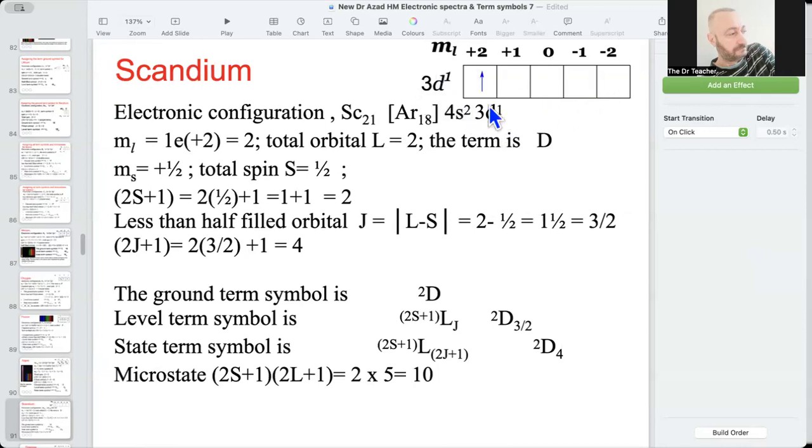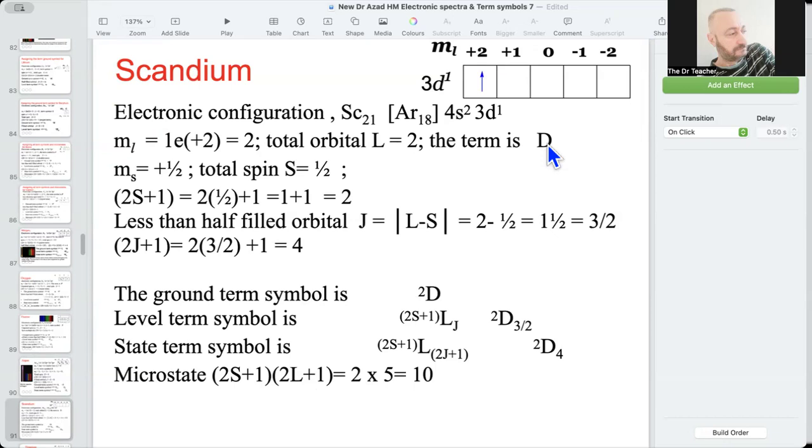In this case, you have one electron in the d orbital. So you have to draw the box diagram of the d orbital, 5 suborbitals, and you assign ML plus 2, plus 1, 0, minus 1, minus 2. So you put the electron to the left. So now we can say the total ML is 1 times plus 2, which is 2. So the total orbital L is 2, so the term symbol is D.